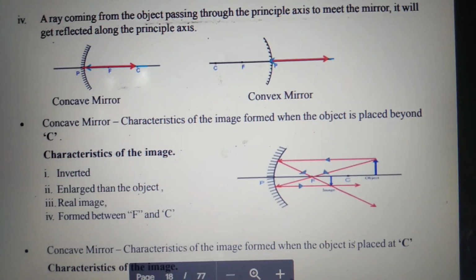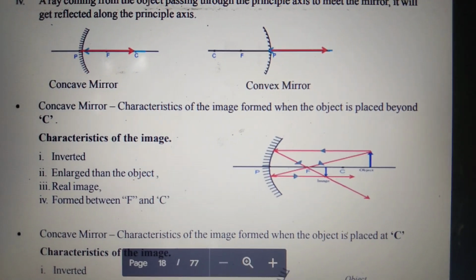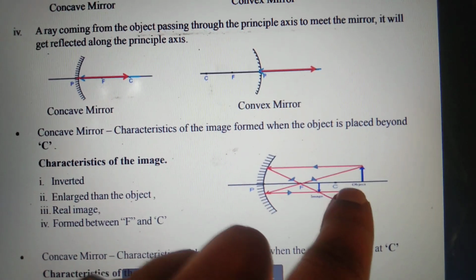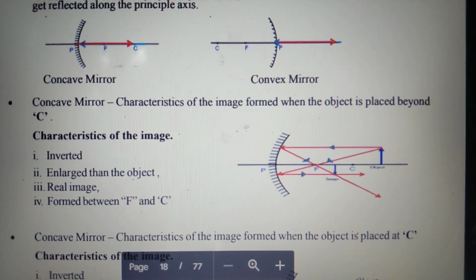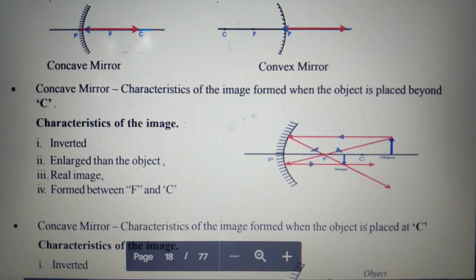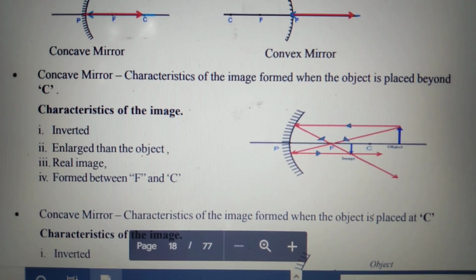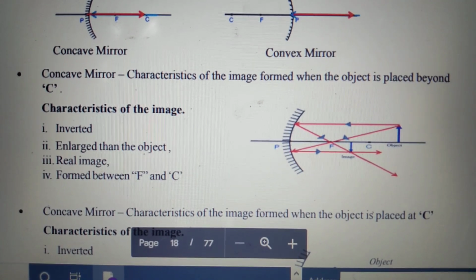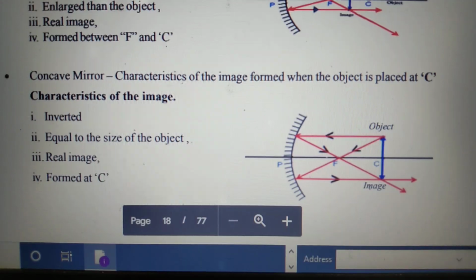So when an object is placed beyond the center of curvature, where do we get the image? We get the image between focus and center of curvature. So the image is formed between F and C, and it is a real image and an inverted image. Okay children, so those are the characteristics of the image when an object is placed beyond the center of curvature in the case of a concave mirror.